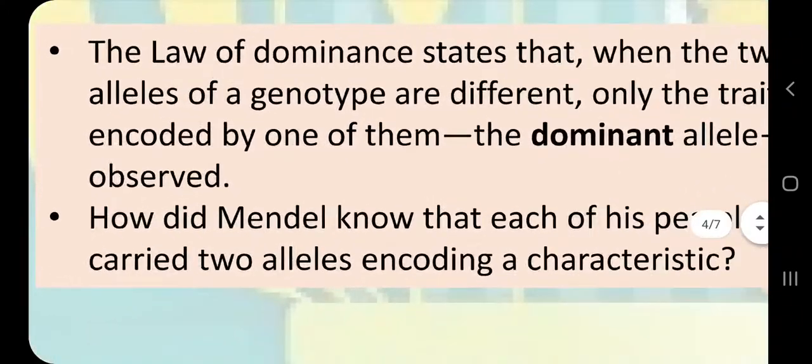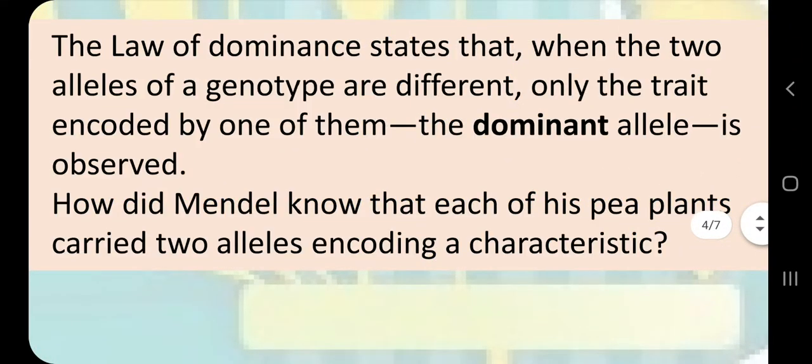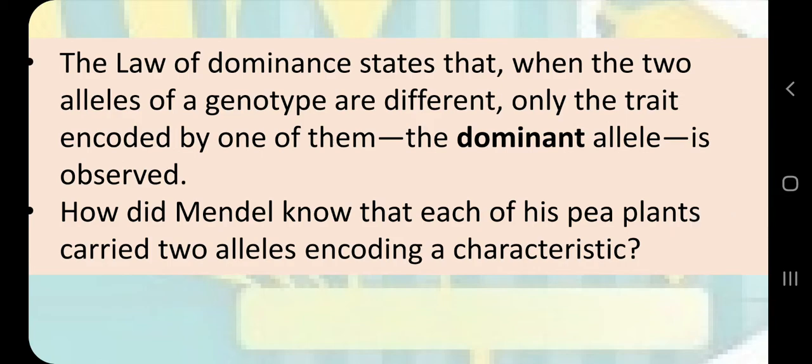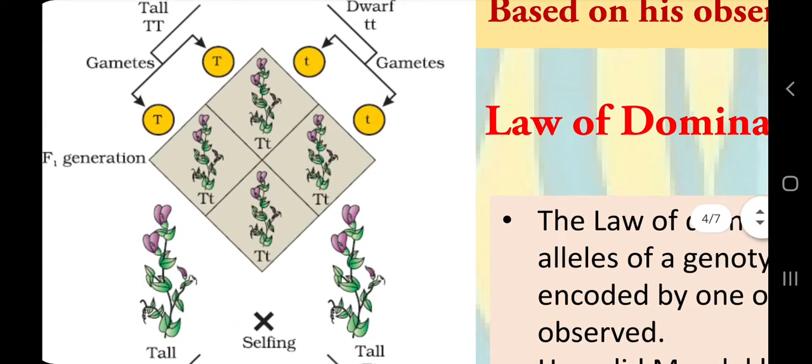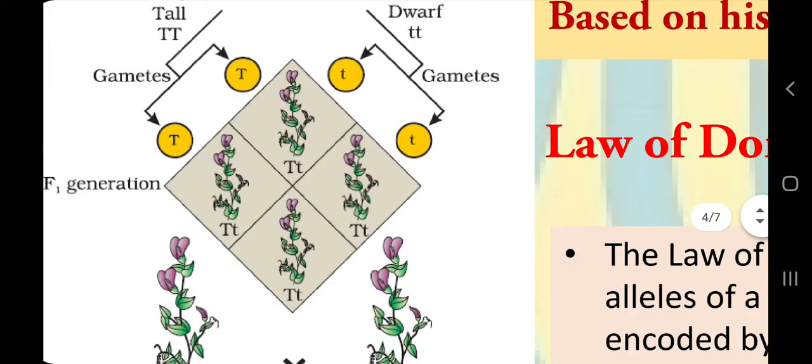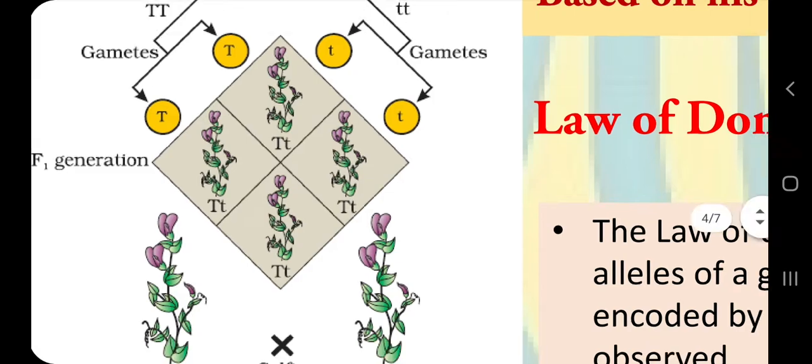This law of dominance says that when the two alleles of a genotype are different, as we can see in the F1 generation, only the trait encoded by one of them, the dominant allele, is observed. It means the allele which is able to express itself is called the dominant allele, and the allele which is not able to express itself in the F1 generation is called the recessive allele, the dwarf allele, the allele which encodes dwarfness in this example.